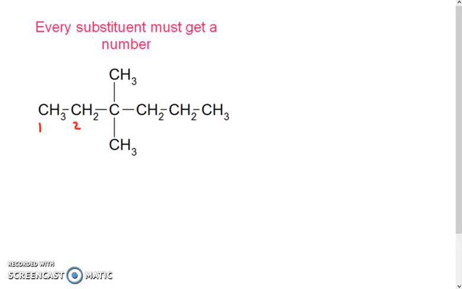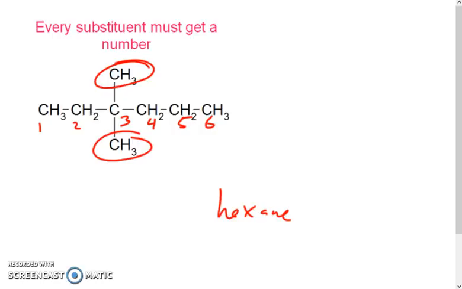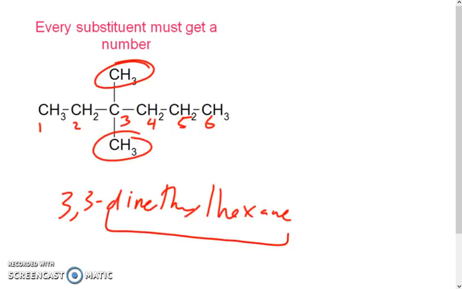Yet again, in this case, we've got 3, 4, 5, 6. So therefore, we know we've got a hexane. And we can see there's a methyl group at 3. So therefore, our final answer is going to be 3,3-dimethyl. And yet again, one word. So every substituent must get its own number.